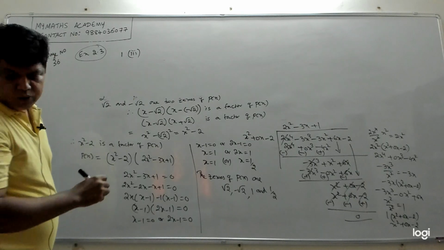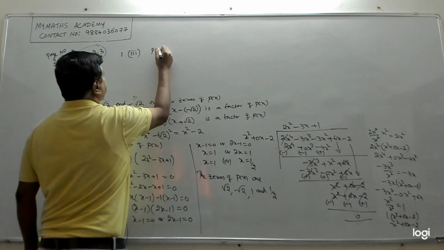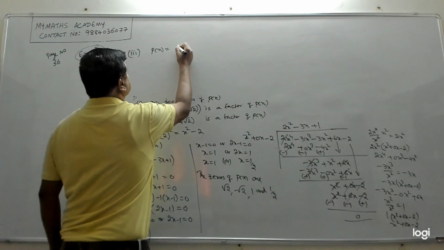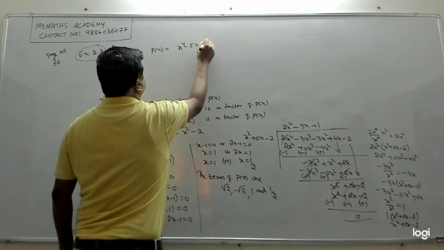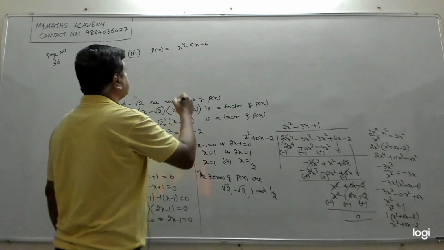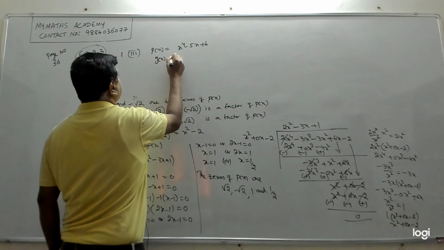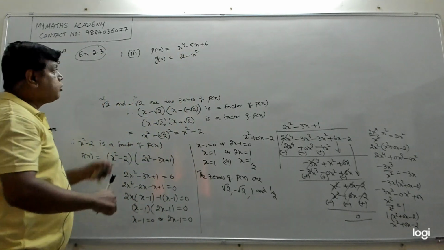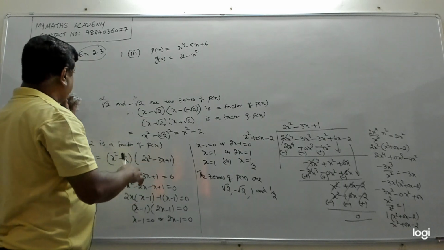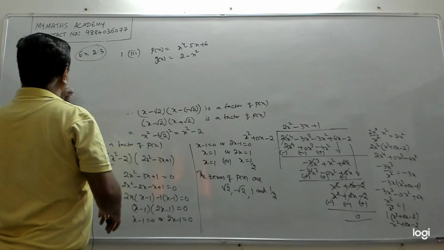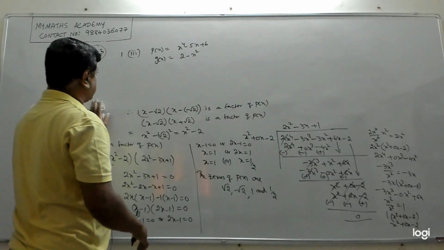P of x is given as x power 4 minus 5x plus 6, and g of x is 2 minus x square. The other two, the first and second, you can try. If you have doubts, you can reach out to me through this WhatsApp number, and I'll try to answer.